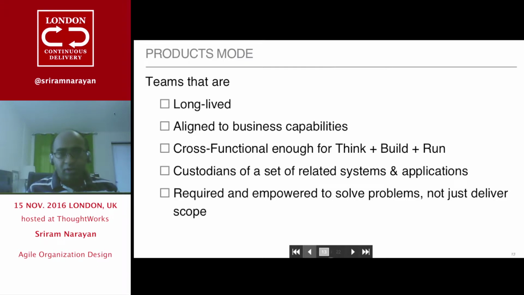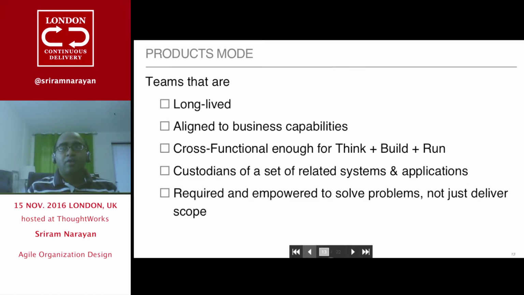And depending on the size of the organization, you might not have just one team of 15 members per capability. You might have to break them down into sub capabilities and so on. But nevertheless, they stay aligned to one area of the business. And they have to be really cross-functional beyond the traditional sense of the term.